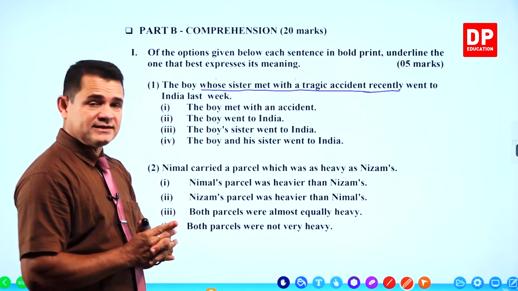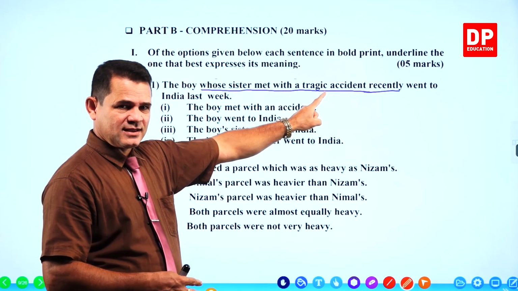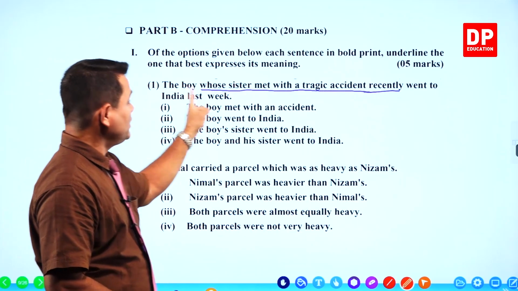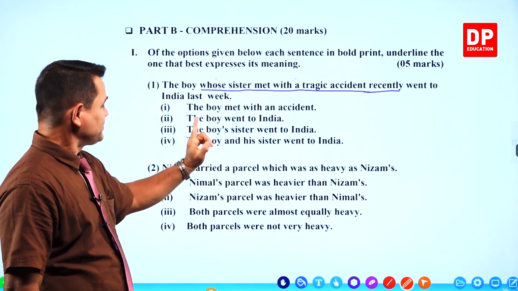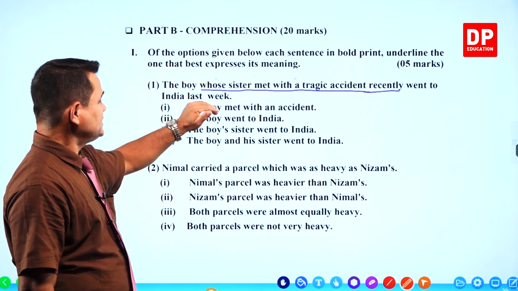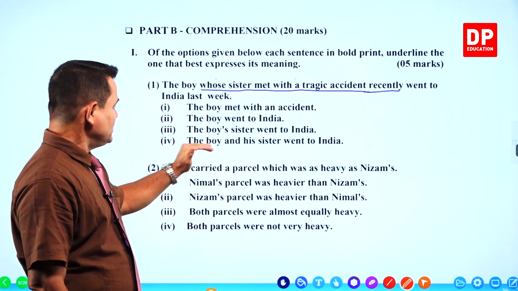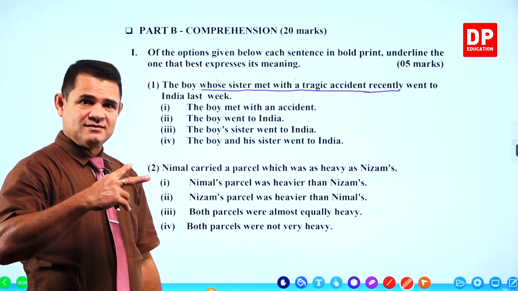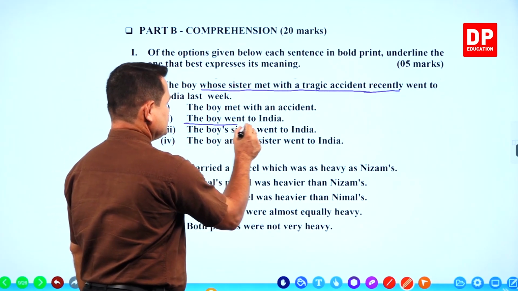The boy met with an accident. Boy accident එකට මුහුණ දුන්නද? නෑ, ඒක කියවෙන්නේ නෑ. Second one, the boy went to India. Boy India ගියා. The boy went to India last week. directly එක කෙලින්ම තියෙනවා නේද? Third one, the boy's sister went to India. Boy ගේ sister ගියාලු ඉන්දියා. නෑ, sister accident එකට මුහුණ පාලා තියෙන්නේ. So that is also wrong. The boy and his sister went to India. Boy and his sister දෙන්නම ගියා India? No. Then it is very clear now. The second one. So this is the right answer.